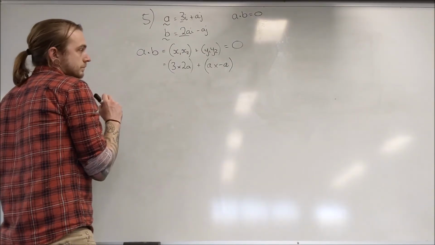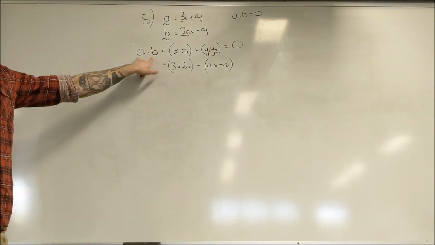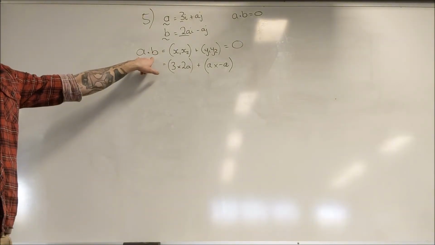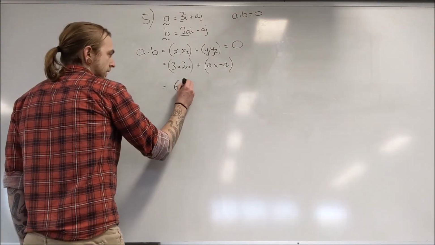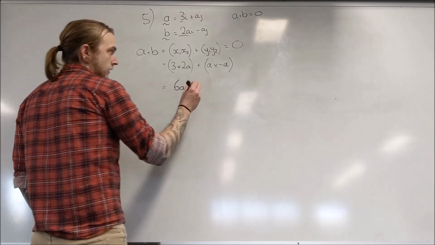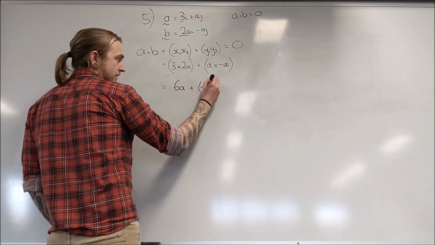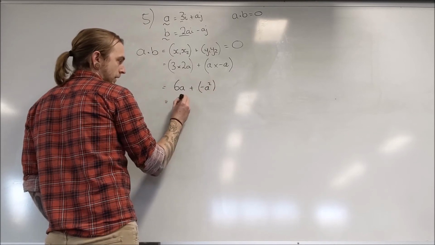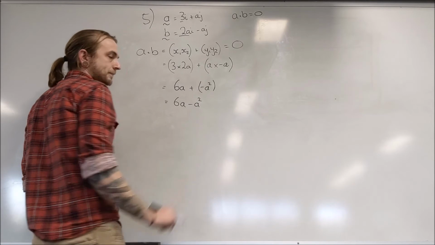Do you put your j component outside the bracket? Well, remember we're doing dot products, so we don't need i's and j's from here. Now that we've collected our x's and y's, we're good to go. So that's going to be 6a plus negative a squared, or the other way to think about it is 6a minus a squared.